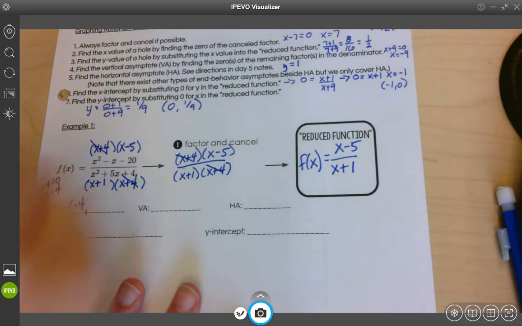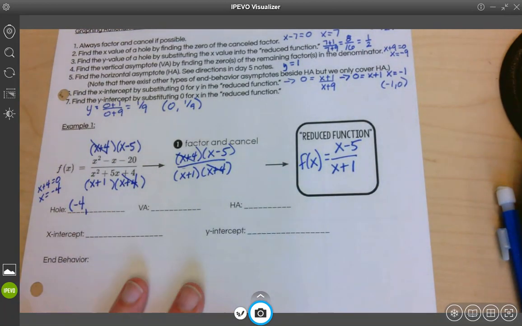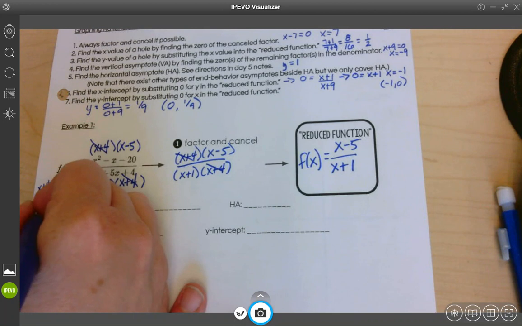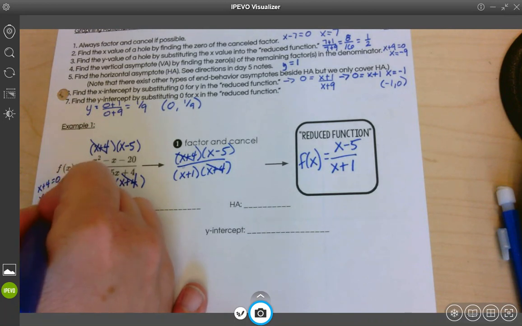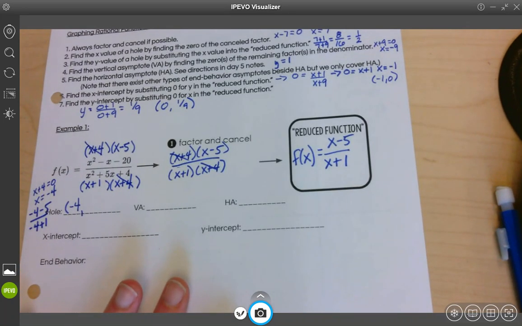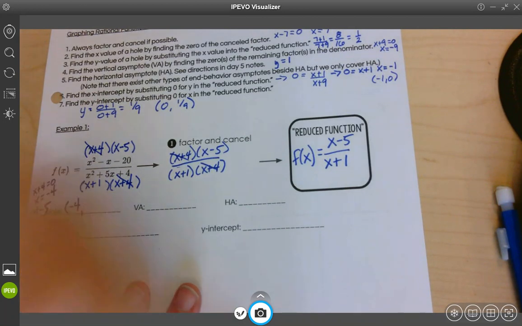Thanks, Steph. Put the x value into the reduced function. So I'm going to have negative 4 minus 5 over negative 4 plus 1. I'm getting negative 9 over negative 3. What's negative 9 over negative 3? 3, good.